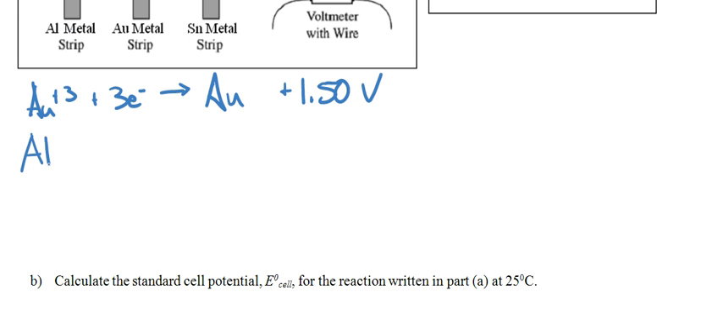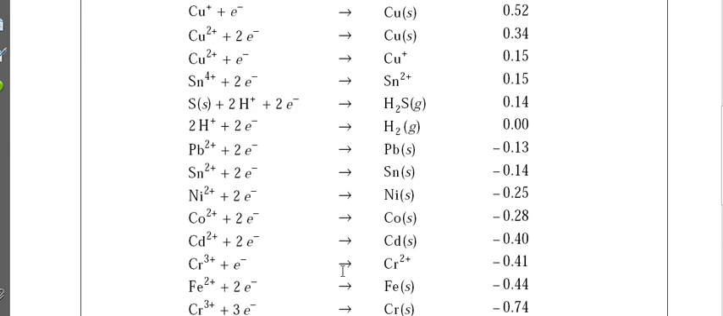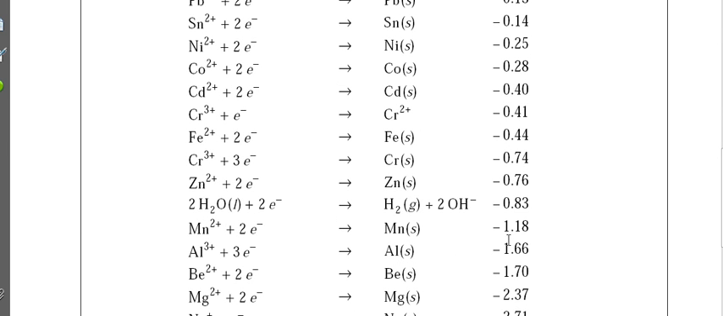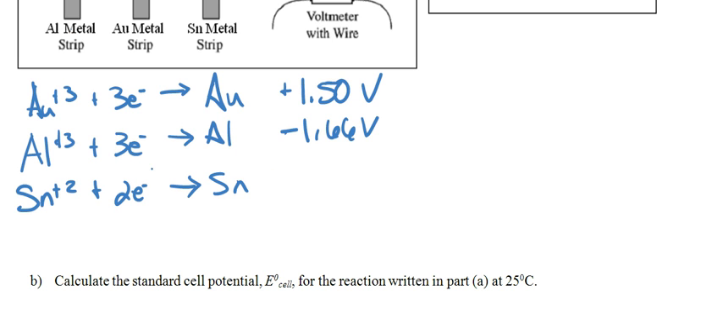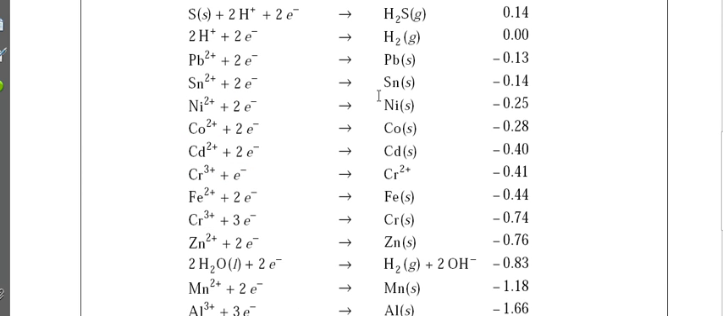Aluminum. I honestly don't remember the aluminum right offhand. I know it's negative something. Aluminum. There you are. Negative 1.66. And then the tin plus 2. Tin right here, so negative 0.14.